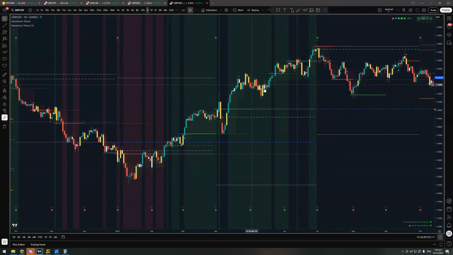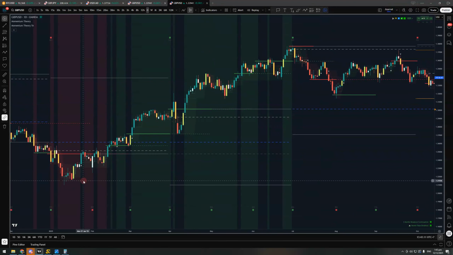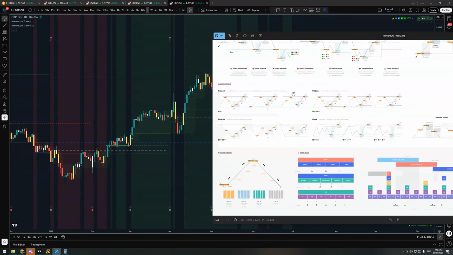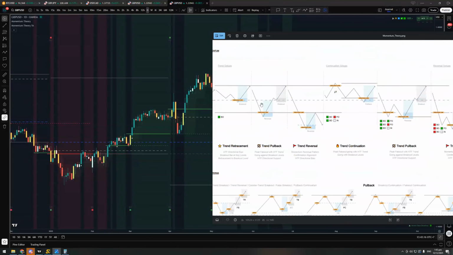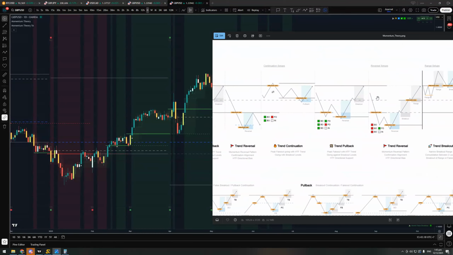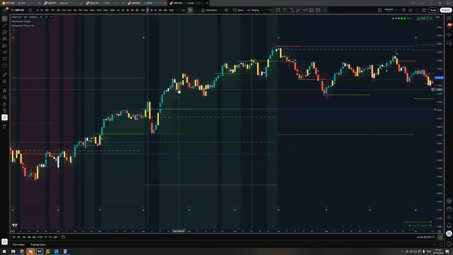Now, not all of them are going to set up. I need that specific combination, right? I need that breakout, breakout, fake out. All of these combinations keep me out of all these ugly moves here.